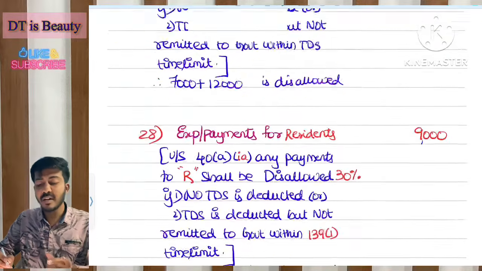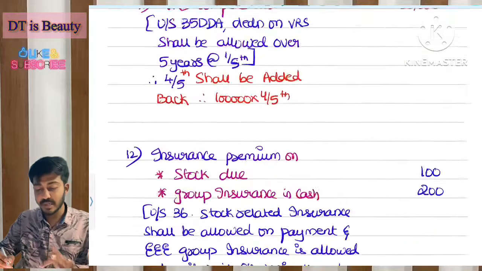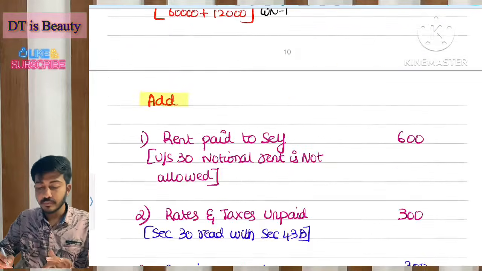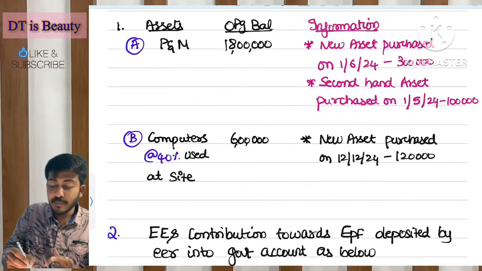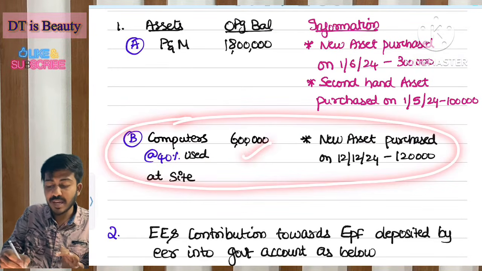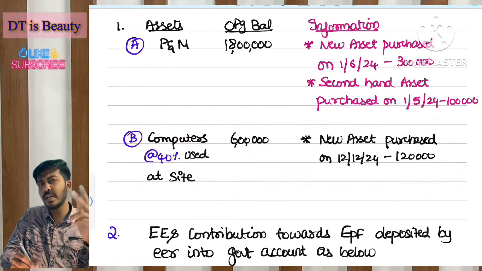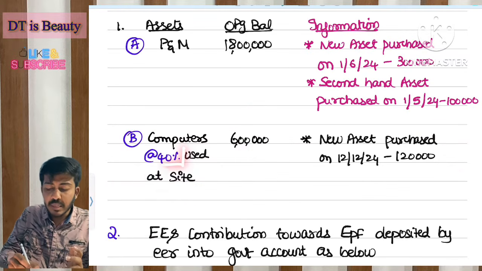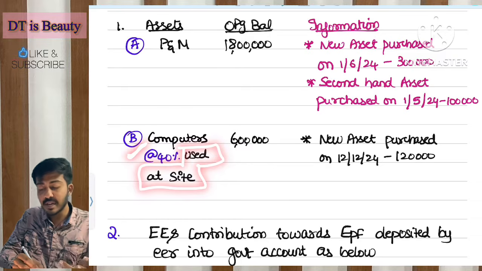Also, they have given additional assets. We will check what it is and calculate depreciation. Come here. Where is the question? Yes, it is here. So the second type of asset is computers. They have an opening balance of 6 lakhs. They want us to use a 40% depreciation rate. So let us follow normal computers at 40%, and though these computers are used at site, they are asking us to calculate 40%. Let us use it.